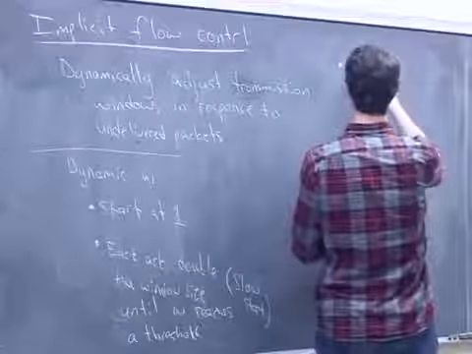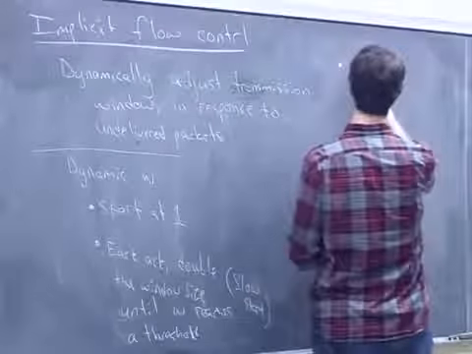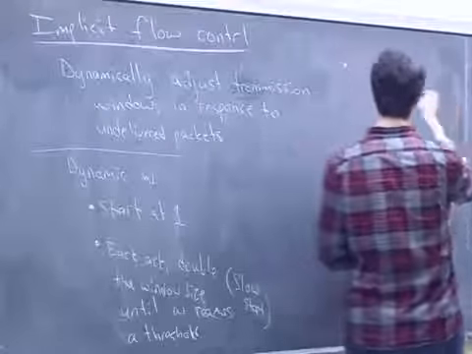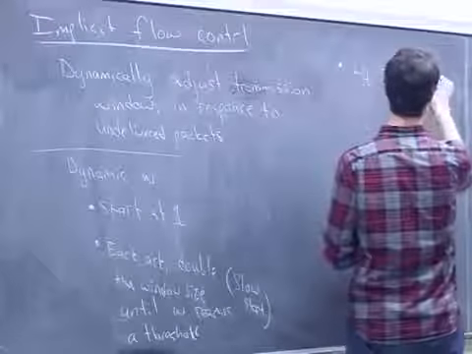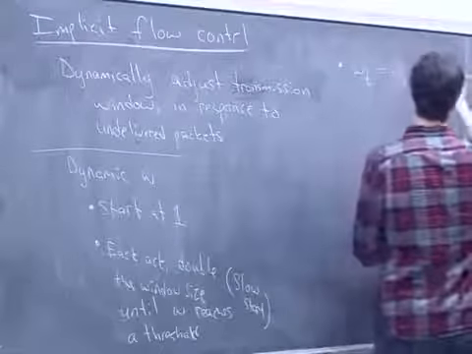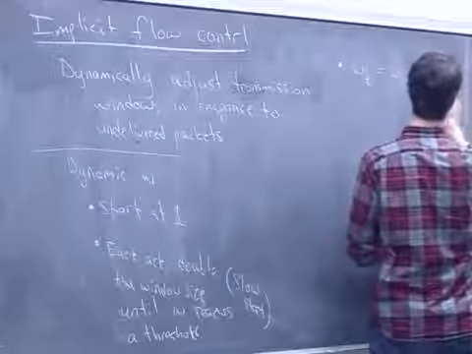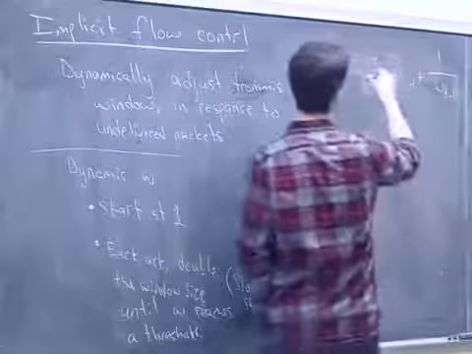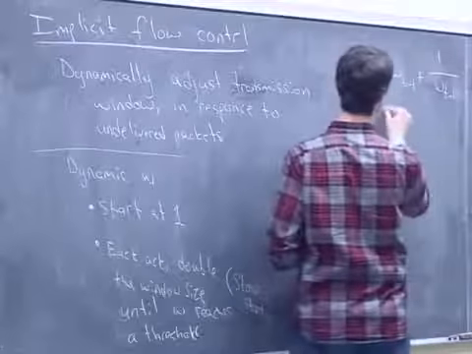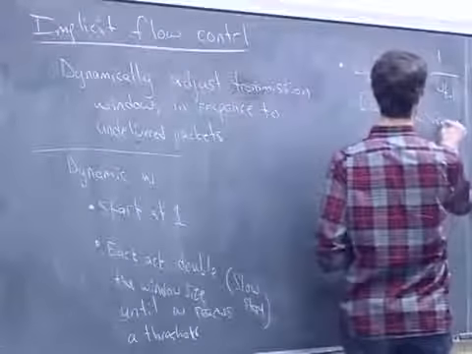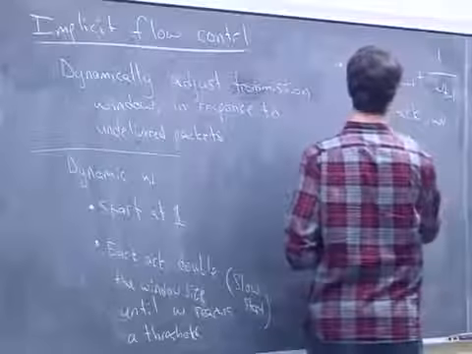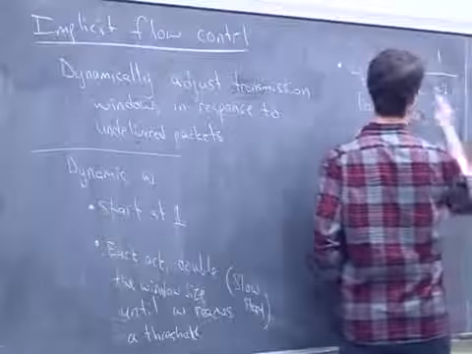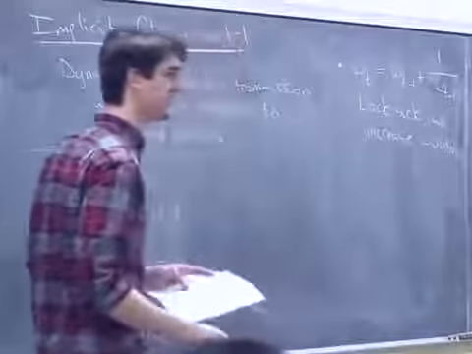So once we reach that threshold, now we increase the window: the window at time t is equal to the window at t minus 1 plus 1 divided by the window at t minus 1. All right, so each time we receive an acknowledgement, we increase our window by this much. So we increase our window additively like that, all right?